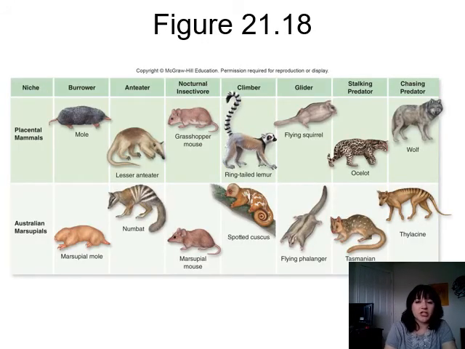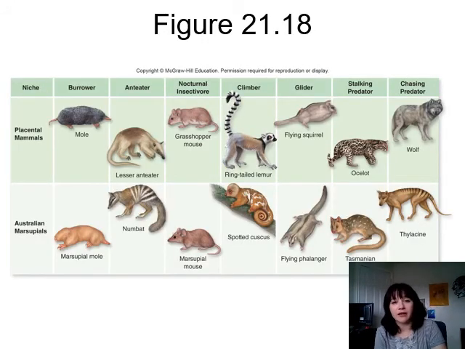So this chart demonstrates multiple examples of convergent evolution. Again, the Australian marsupials evolved separately, very far away from the placental mammals. Yet you find very similar features in burrowers, anteaters, right? They look similar, but they're not closely related.